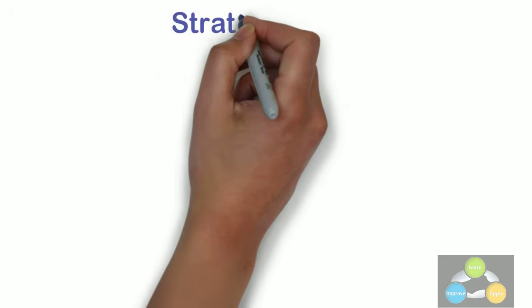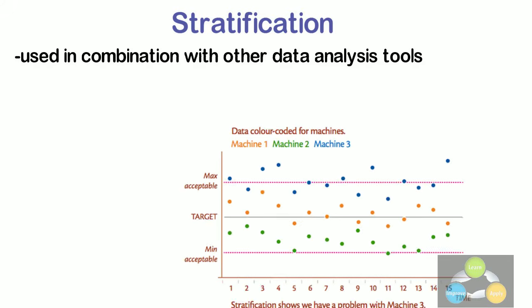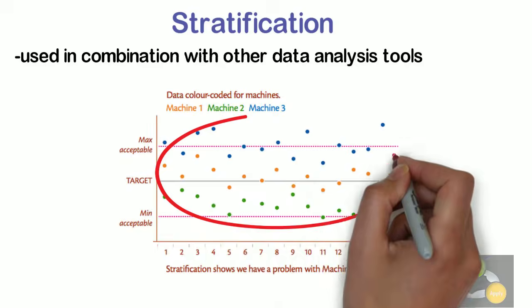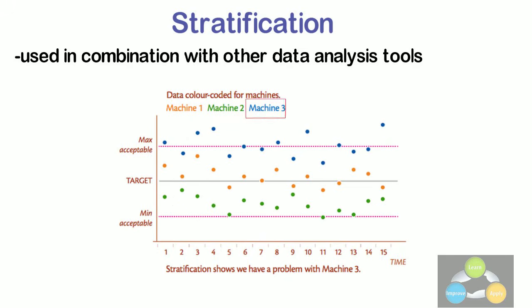The first tool is stratification. Stratification is a technique used in combination with other data analysis tools. When data from a variety of sources or categories have been lumped together, the meaning of the data can be impossible to see. This technique separates the data so that patterns can be seen.